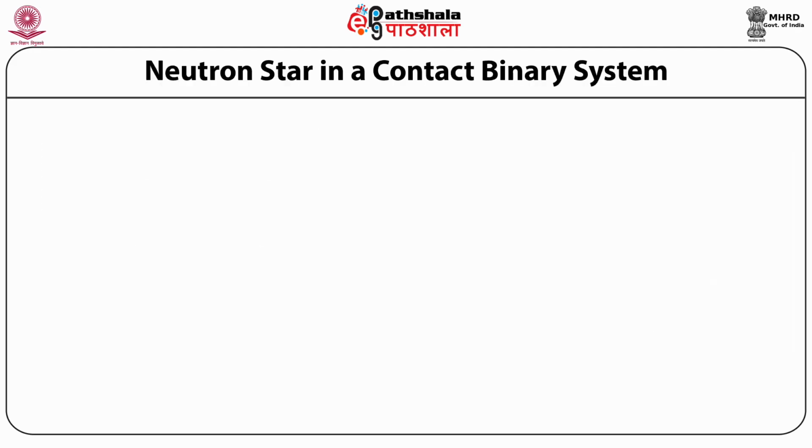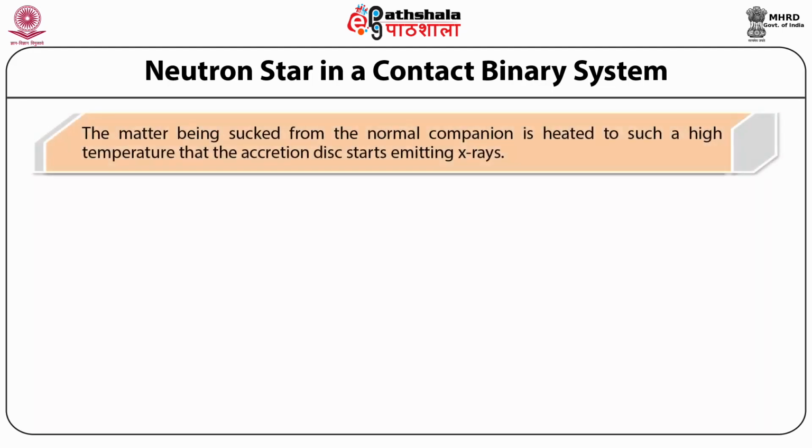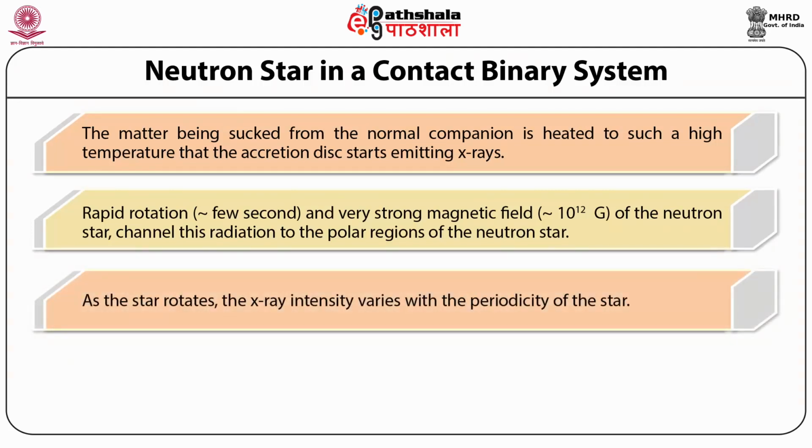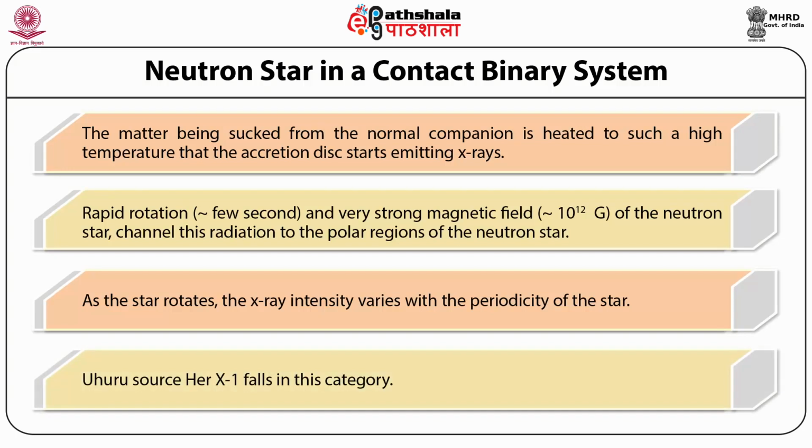Neutron star in a contact binary system. The matter being sucked from the normal companion is heated to such a high temperature that the accretion disk starts emitting X-rays. Rapid rotation, of the order of a few seconds, and a very strong magnetic field of the order of 10^12 Gauss of the neutron star channel its radiation to the polar regions of the neutron star. As the star rotates, the X-ray intensity varies with the periodicity of the star. The Uhuru source Hercules X-1 falls in this category.